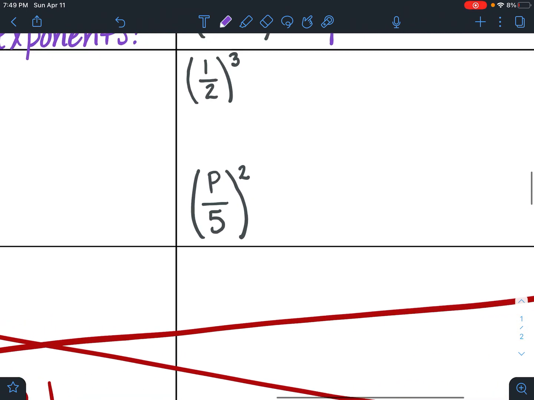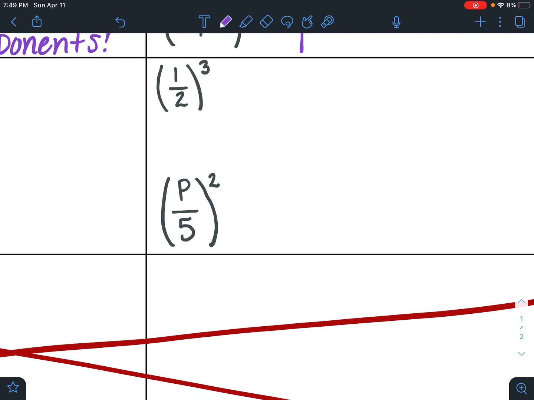All right, let's try this one. Again, I'm going to take that 3 and distribute it. So that gives me 1 to the third power over 2 to the third power. 1 to the third power is just 1. 2 to the third power is 2 times 2, which is 4, times 2, which is 8, if it wants it simplified.